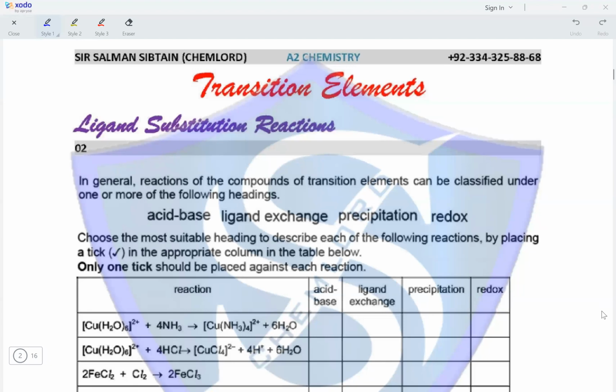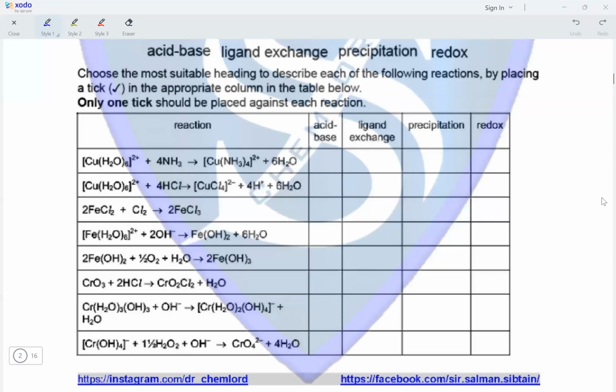Question 2. In general, reactions of the compounds of transition elements can be classified under one or more of the following headings: acid base, ligand exchange, precipitation, and redox. Choose the most suitable heading to describe each of the following reactions by placing a tick in the appropriate column in the table below. Only one tick should be placed against each reaction. So the first reaction has 6 water molecules being replaced by 4 ammonia. So this is a direct example of a ligand exchange reaction.